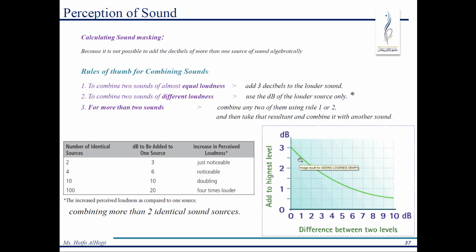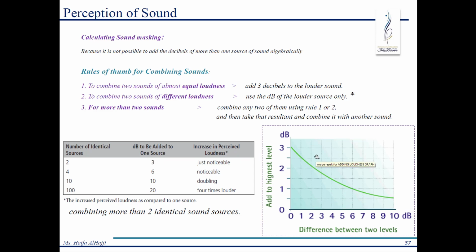So if I have a 1 decibel difference, I'm going to add, as we can see here, 2.5. If we are identical, I'm going to add 3. If I have a difference of 10 decibels, I'm going to add 0.5. Now, what we get from this graph, the bigger the difference, if you have, for example, 10 decibels difference, you don't have to bother going through that graph. Just take the highest and that's it. Adding 0.5, adding 2, adding 1 is not actually important. You just take the highest.